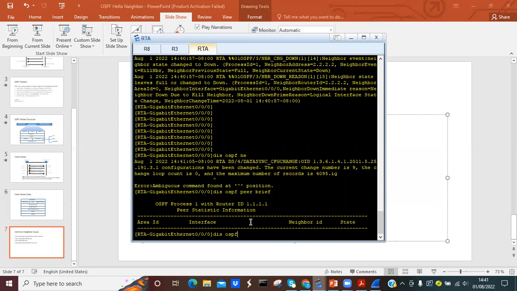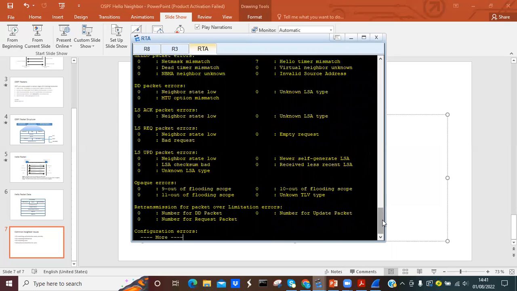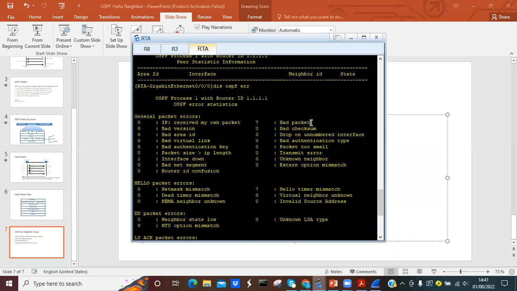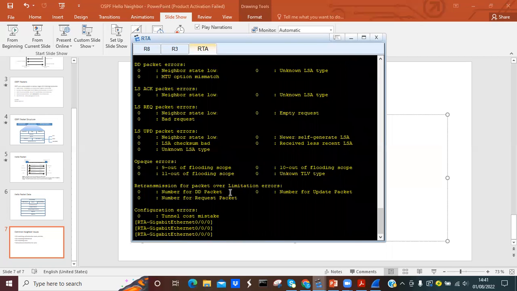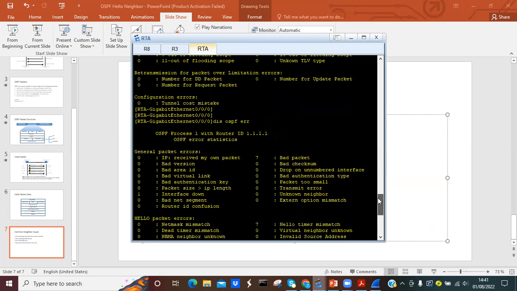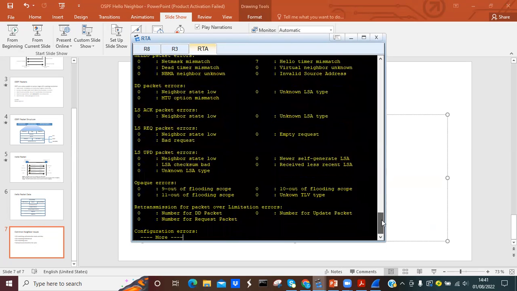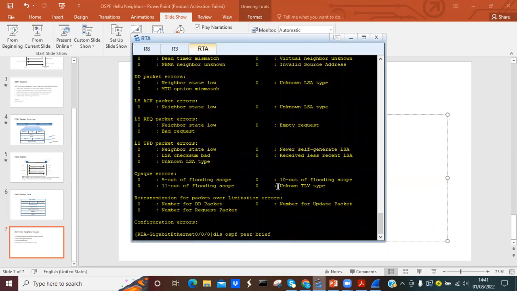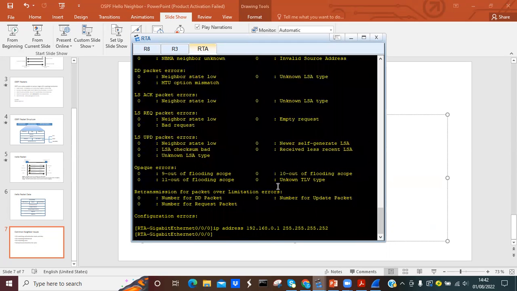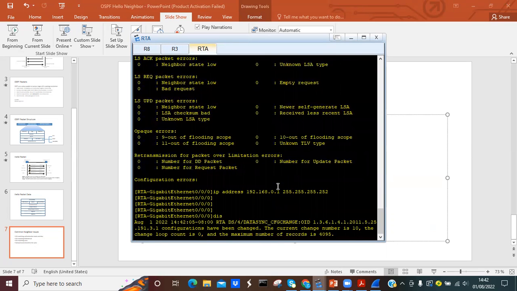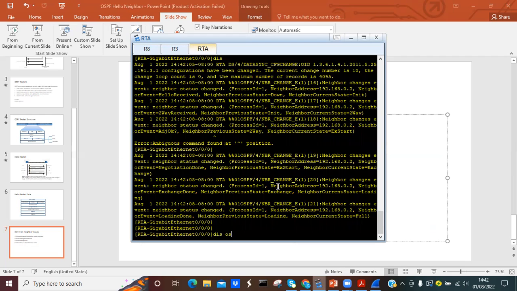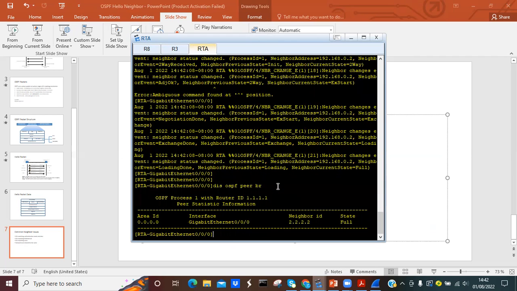So what do we see? Display OSPF error. It says it has received 7 bad packets. So which bad packets are those? We continue looking, and we'll see it's a hello packet. And the problem is there is a network mismatch, you see. So we fix it, we return it to how it was, /30, and display. It is back now. Display OSPF peer brief. See, now we have it.